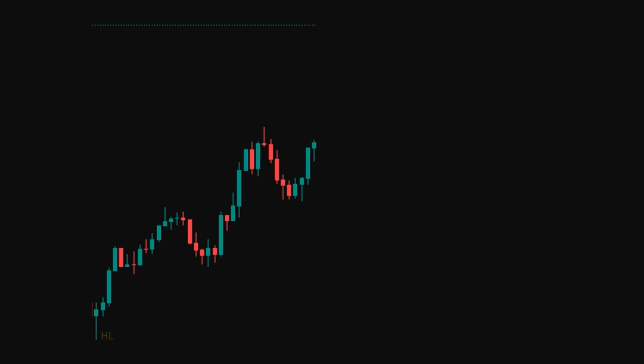Let's break down this entry model on a real chart. We start with a clear bullish trend: higher highs and higher lows are forming. But right after this shift, price action becomes a bit choppy, a sideways consolidation phase. And as we've discussed, consolidations are typically not great for trading on their own. However, they set the stage for something more valuable: liquidity buildup.